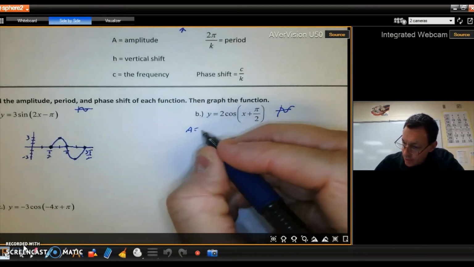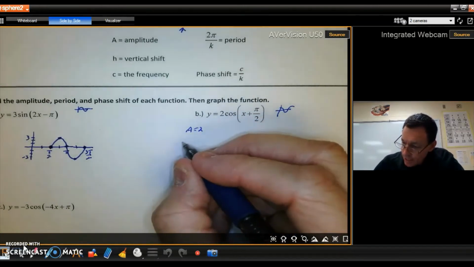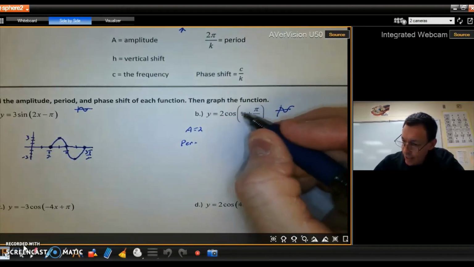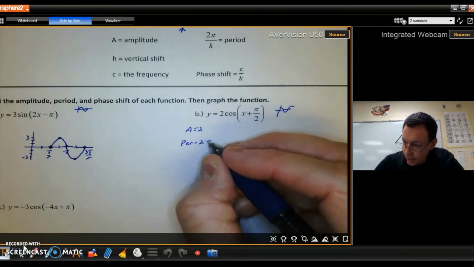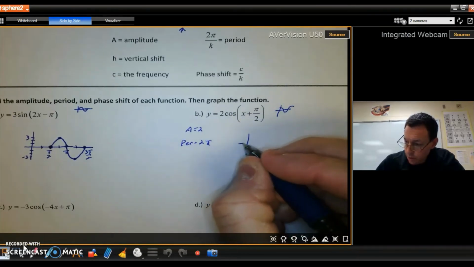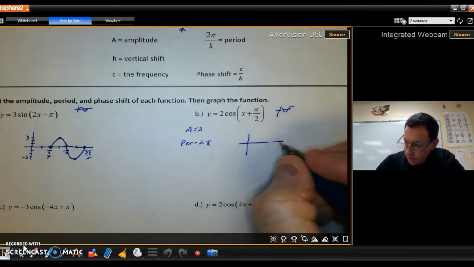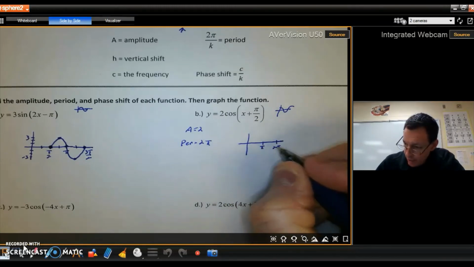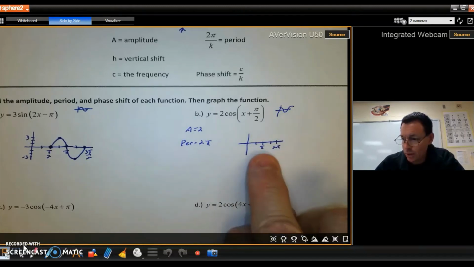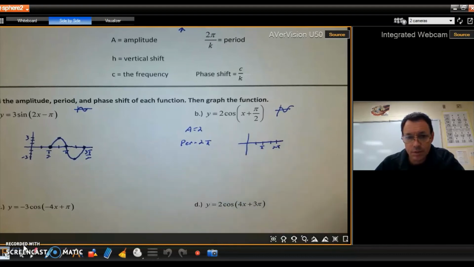I know it has an amplitude of 2. The period is going to be 2 pi over k, but the k is a 1, so it's just going to be 2 pi. So right now you could draw our graph, our x and y axis. Our graph is going to go out to 2 pi. That would be 1 pi, and that'd be pi over 2, and that'd be 3 pi over 2. Okay, if that's 2 pi, that's 1 pi, that's pi over 2, and that's 3 pi over 2.